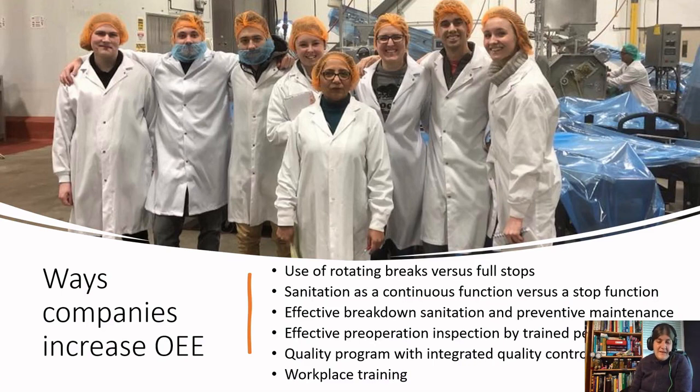Having a really good quality program with integrated quality control points, not just quality as an end function measured on the end product, but measuring quality at different points so that you are not amplifying errors in the system. Instead, you have the chance to rework product early so that you're less likely to lose product and lose on that P value in the OEE score. Last but not least, workplace training, making sure that people know how to do the tasks and are doing them effectively so that they're not adding mistakes and are working efficiently. All of these add up to really effective OEE scores.